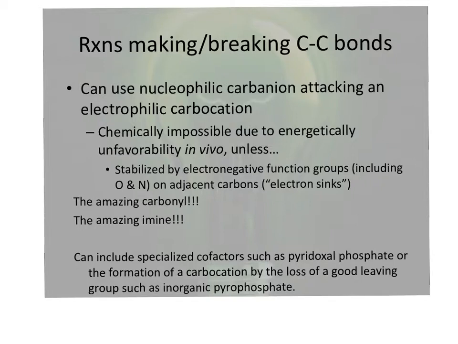Right? And so in particular we're looking at the carbonyl and the imine. Those are the two biggies that are electron sinks. Okay. And then I've also just included the fact that some of these specialized cofactors like TPP, which is thiamine pyrophosphate, can also help with that. We'll find out like magnesium a lot of times, there are phosphates around, it's used.